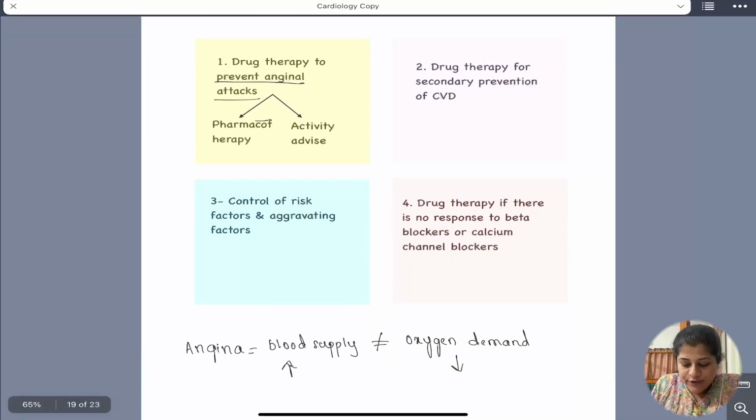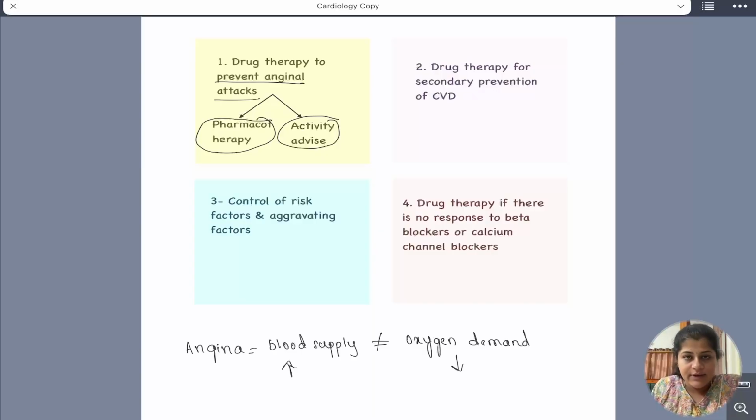So you have two options here. You can use medications to do this, or you can advise the patient on how to go on with activity. Like in the previous video, with the help of the treadmill test, we can calculate the metabolic equivalent of the patient. Depending on how much the patient can perform, we can advise the patient on activities.